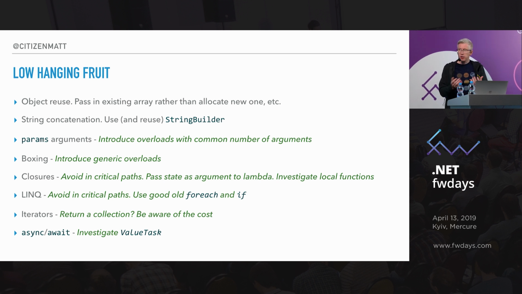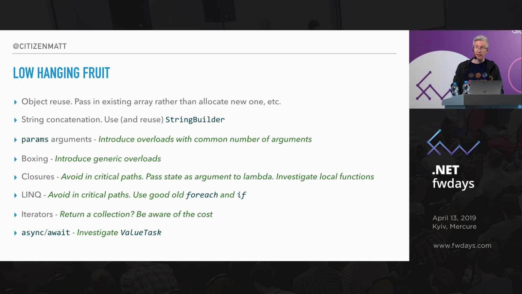Iterators, you've got a couple of options here. Iterators are very, very useful. It's hard to give a blanket bit of advice on how to replace those. Perhaps you want to replace that with a simple collection, an array, for example. But the important thing here is to be aware that there is a cost with iterators, and have a look to see if you can mitigate that cost. And again, with async await, ValueTask is a very useful type which you can use for asynchronous code.